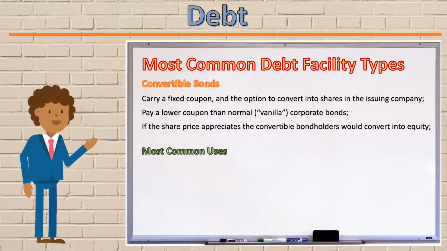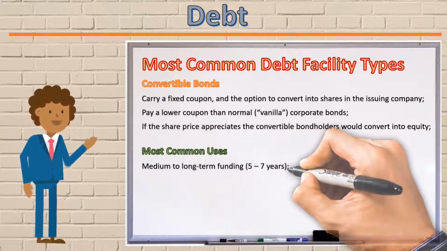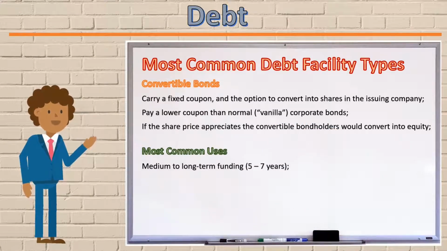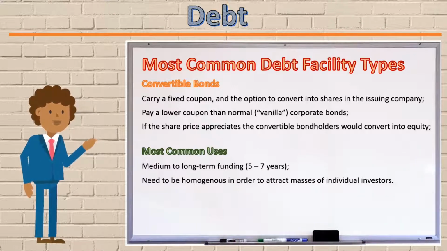Typical tenors range between 5 to 7 years, and similarly to corporate bonds, convertible bonds tend to be structured very homogeneously in order to be able to attract masses of investors. They are therefore not very customizable to the individual needs of the issuing company.